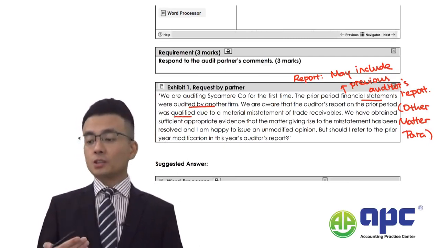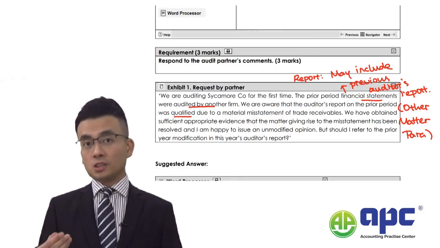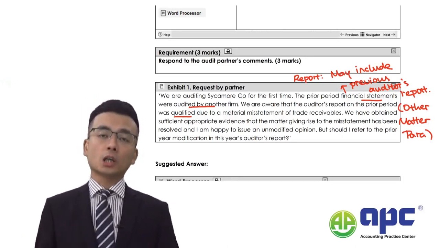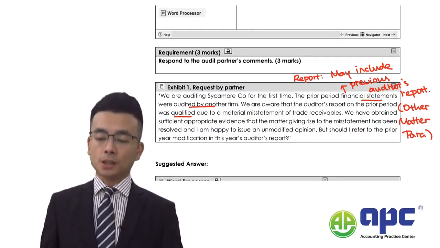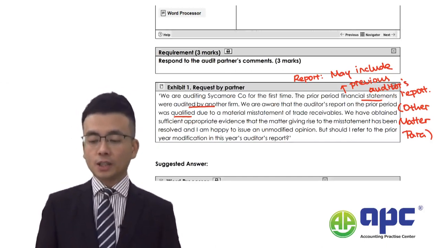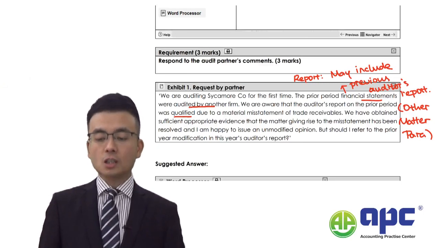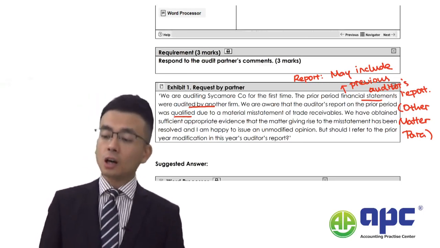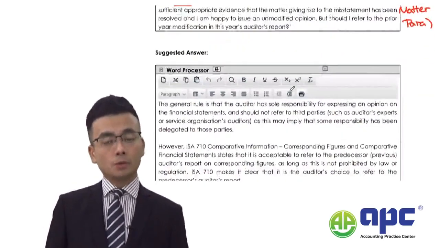So what we need to do, if we decide to include the previous auditor's report, is we also need to include what opinion the previous auditor has expressed. We've obtained sufficient appropriate audit evidence regarding the matter, and the matter has now been resolved, and I'm happy to issue an unmodified opinion. But should I refer to the prior year modification in this year's auditor's report?